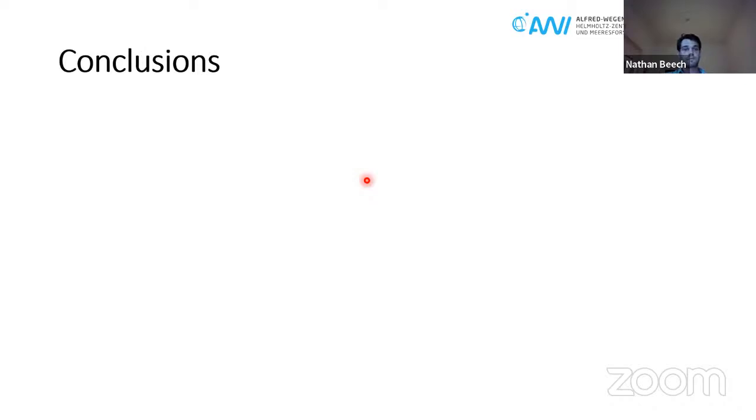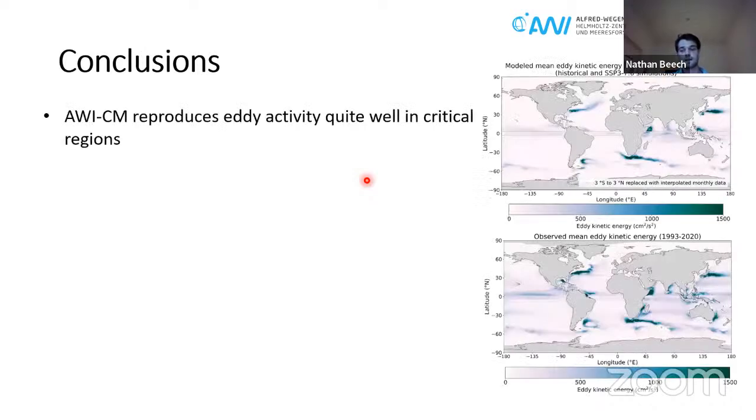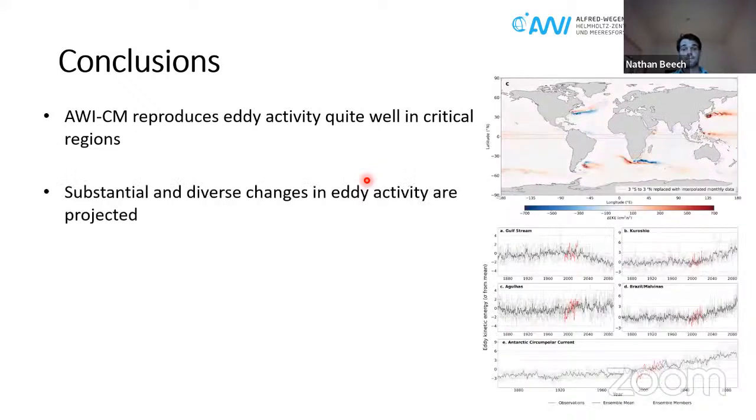And so let's just sum everything up. We started with AWI-CM and we tried to vary the resolution of our model grid in order to simulate eddy activity. And it turns out that it works pretty well in the key regions of high eddy activity that we focus on. Then in the context of climate change, we projected a lot of significant and diverse changes in the different currents that we looked at.